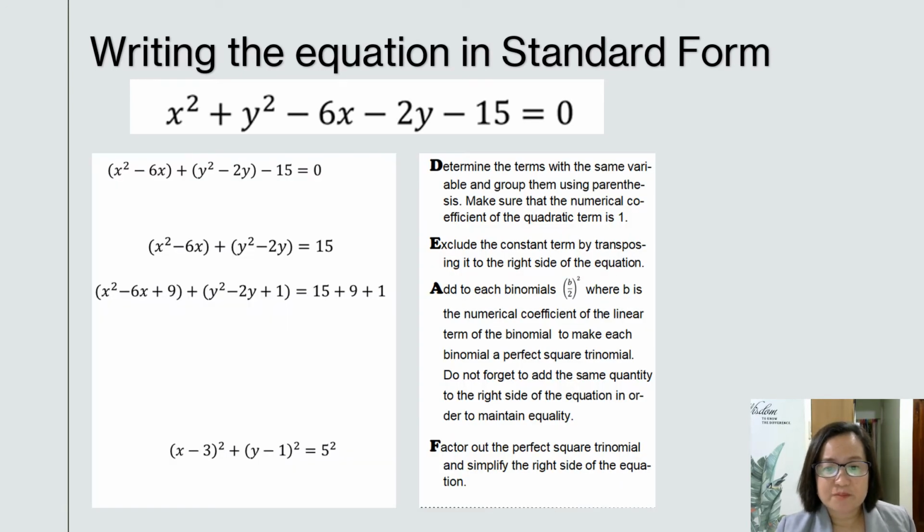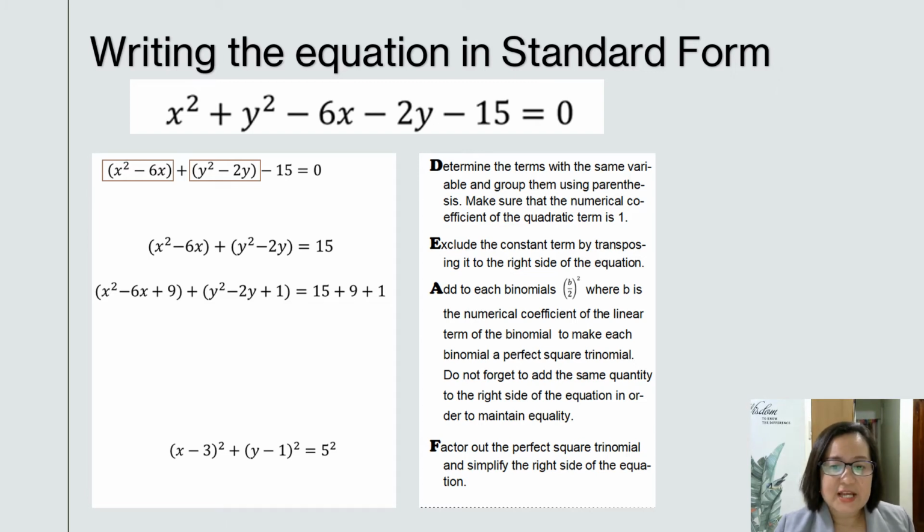The first step is to determine the terms with the same variable and group them using parentheses. Make sure that the numerical coefficient of the quadratic term is 1. The first group are the terms having the literal coefficient x. The second group are the terms having the literal coefficient y. And the last group belongs to the constant term.